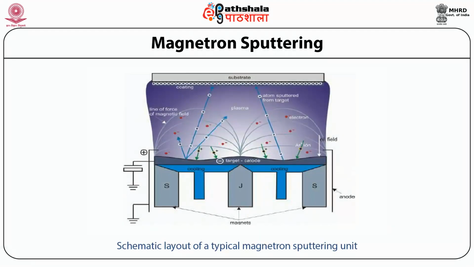The given figure shows the schematic layout of a typical magnetron sputtering unit. We can see in the diagram that there are magnets named S and N. Then again there is a cooling inlet and outlet to keep the target holder cool. Then you can see, shown by the circular lines, the magnetic field between the cathode and the anode. You can see the lines of force of the magnetic field, the plasma, and how, with the help of a magnetic field, the atoms are getting deposited on the substrate.